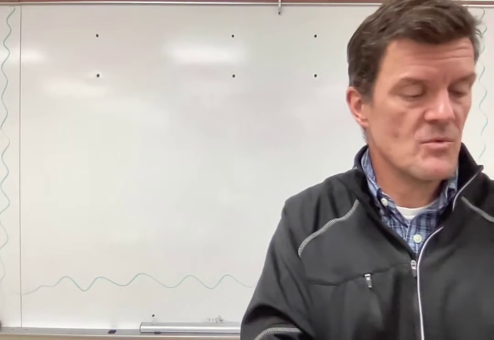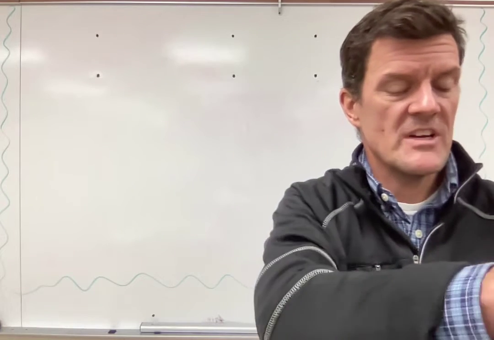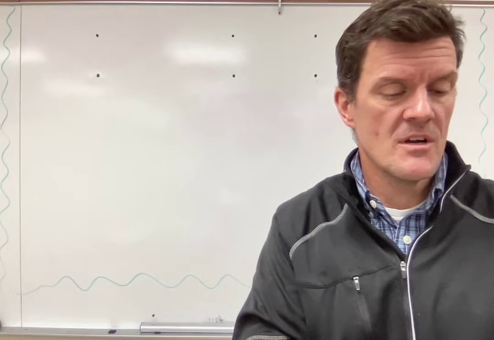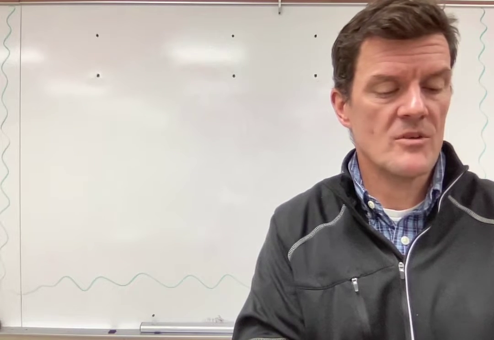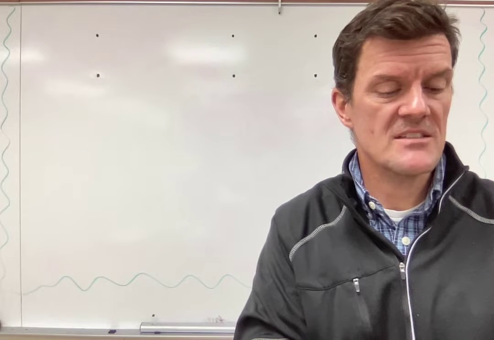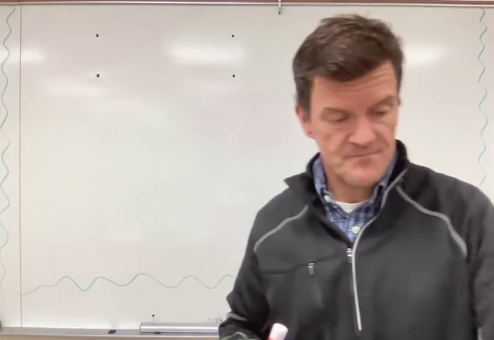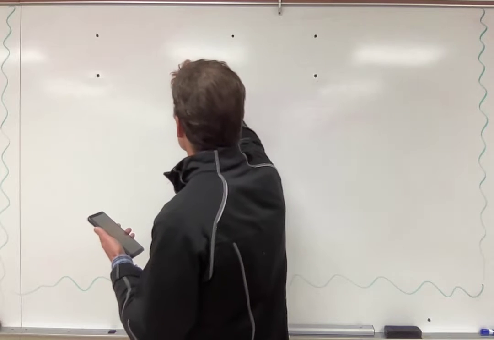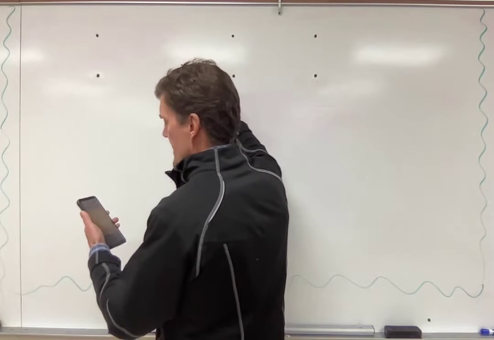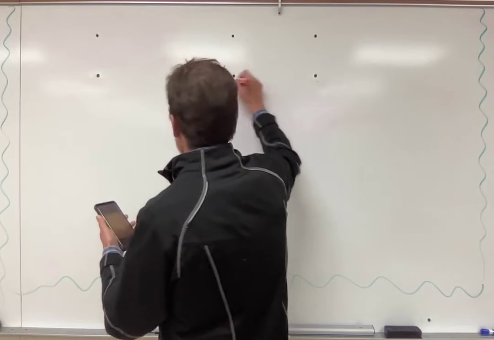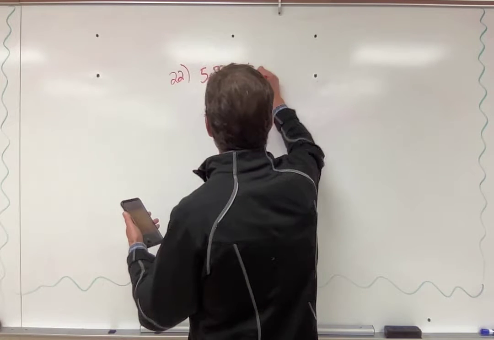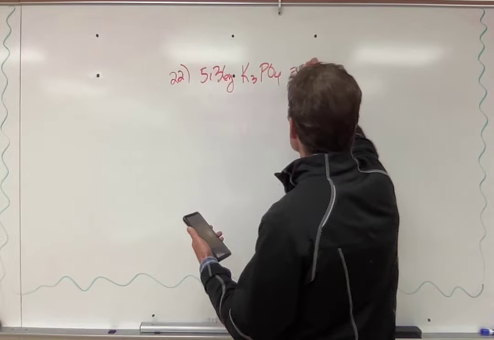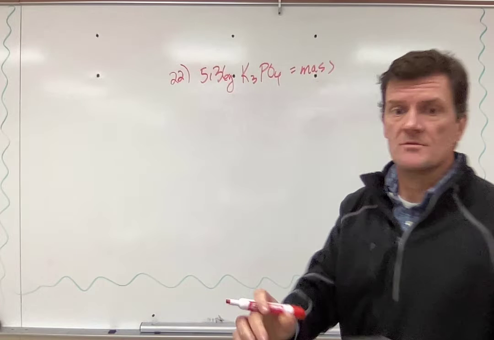The first question you sent me was, question 22 says 5.36 grams of K3PO4 are dissolved in 500 milliliters of water. What is the concentration in molarity of K plus ions in solution? Okay, so let me write some things down here. This is question number 22. It says we've got 5.36 grams of K3PO4. Okay, so this is your mass. That's your mass, okay?